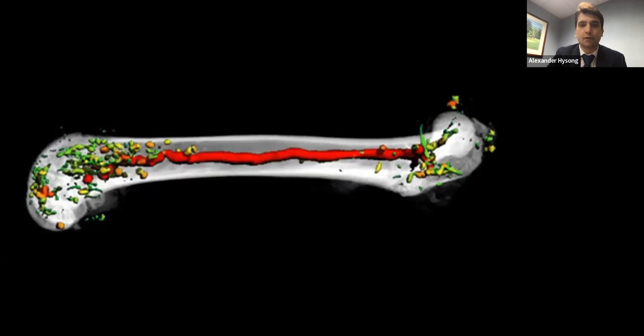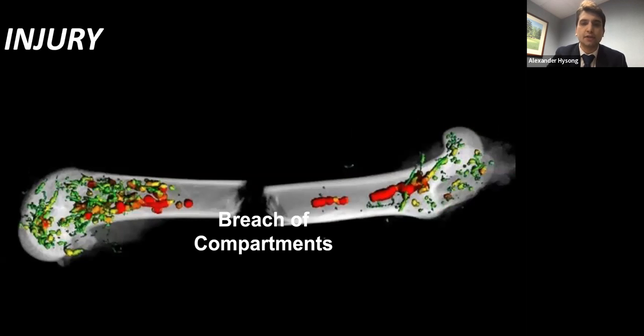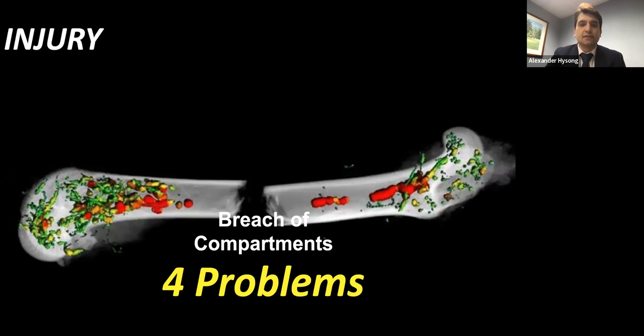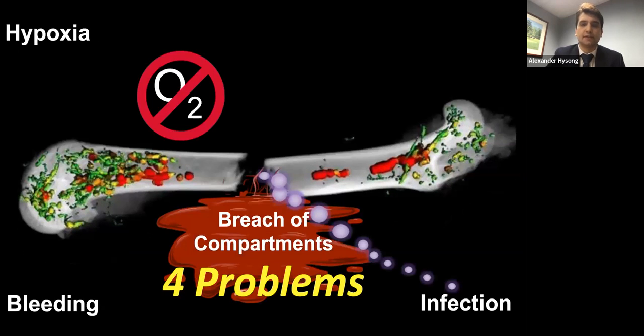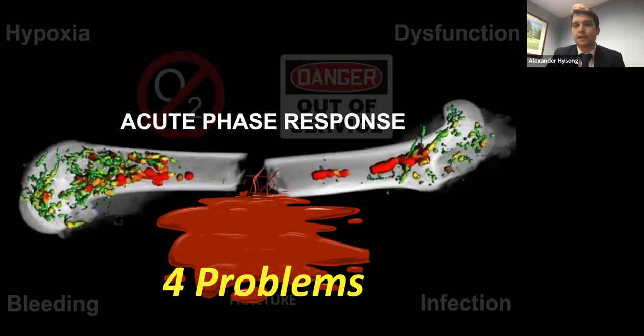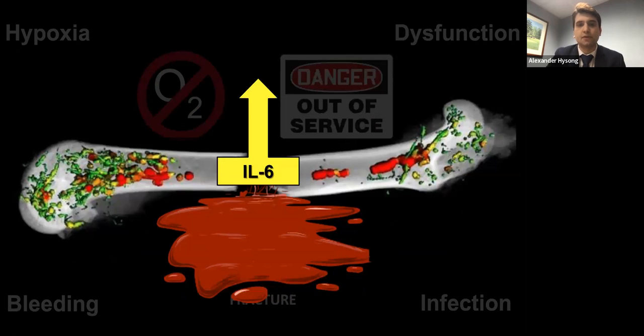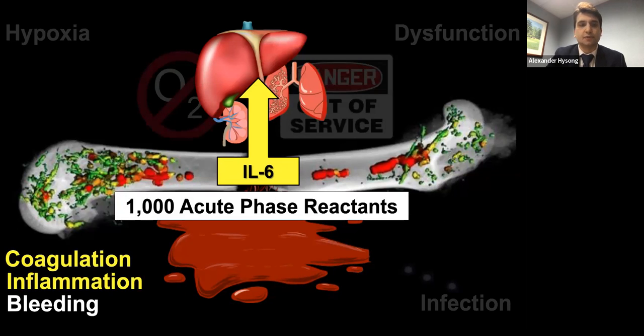injury, and we'll conceptualize it with the bone, so we're all familiar with the terms here. But it starts with an injury, and every injury at its core is a breach of compartments. And this leads to 4 potential problems: bleeding, infection, hypoxia, and soft tissue dysfunction. This activates a process which some of us have heard about, the acute phase response. You get IL-6 released from the area of injury, which travels to the liver, and you get thousands of acute phase reactants, which are produced.